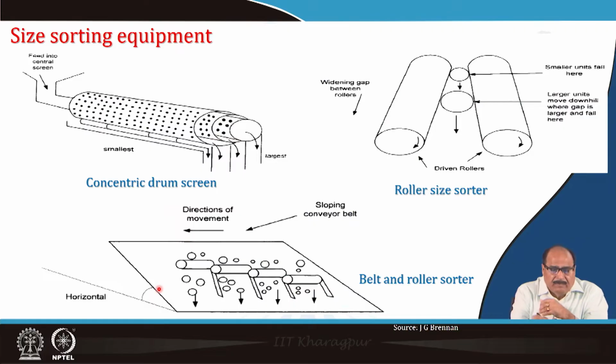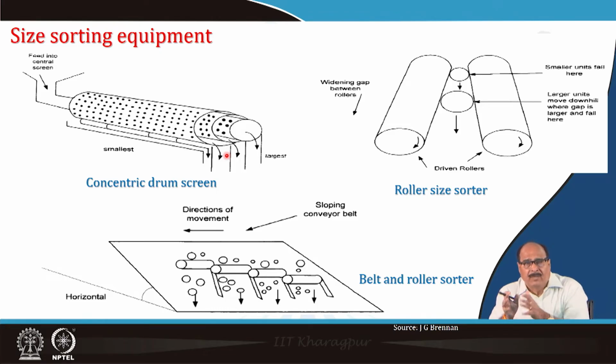You can see some of the size sorting equipment in the figure. First is the concentric drum screen. The fruits or vegetables are fed into the central screen and move along, and there are holes of various sizes. Accordingly, the smaller size comes out here, then medium size, then large size, grouped as small, medium, large, etc.